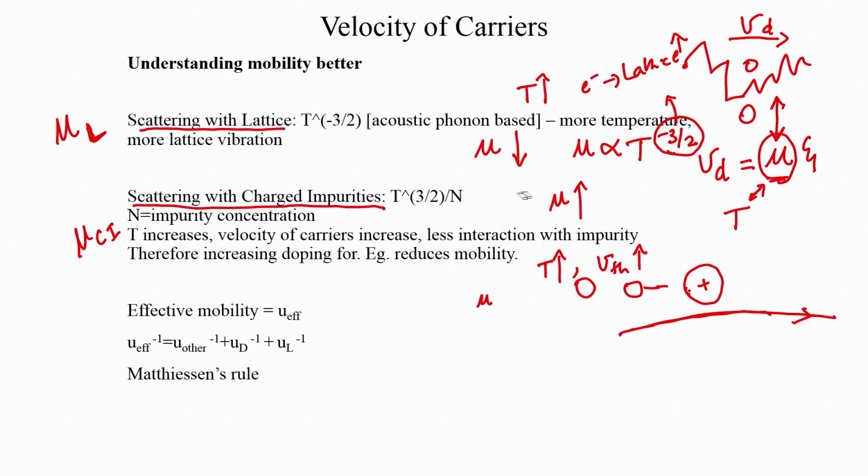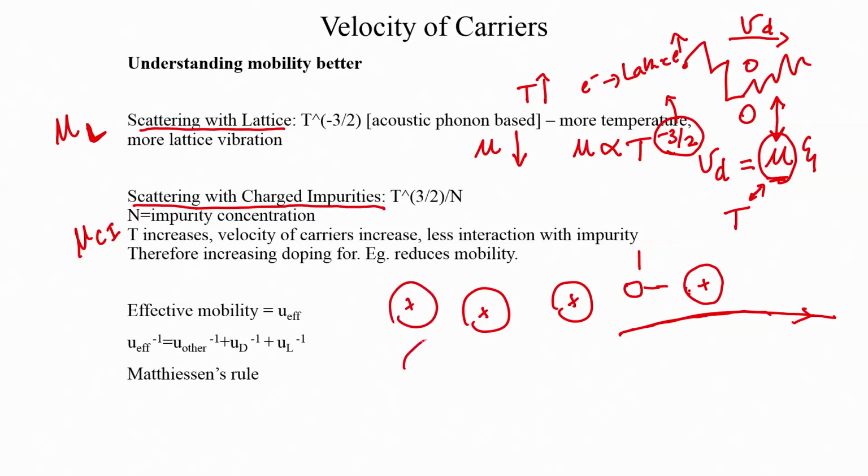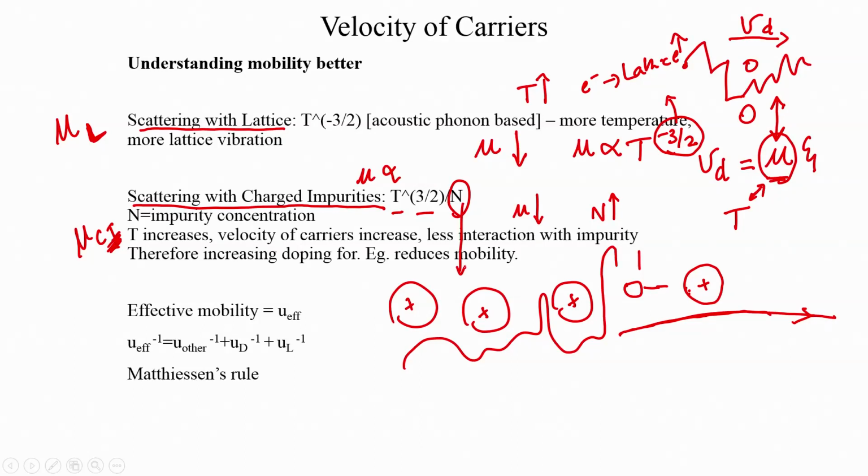Now, clearly the number of such impurities also matters. As the number of such impurities increases, or if the impurity concentration increases, it is more likely that the electron will spend a larger amount of time interacting with these impurities, and therefore the mobility will go down as the concentration increases. So, the mobility due to defect or charged impurity interaction is said to be proportional to T to the power 3/2 divided by N, where N is the concentration or the number of impurities per unit volume of the semiconductor.